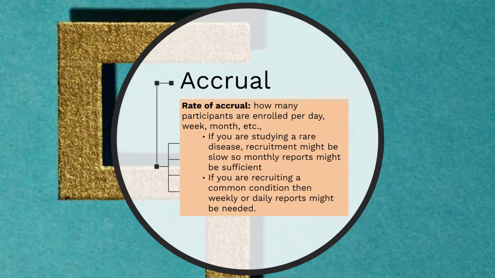Accrual, or rate of accrual, is defined as how many participants are enrolled per day, per week, per month, etc. So this will depend upon the duration of your study and the type of disease or population you're studying. So if you're studying a rare condition, recruitment might be slow, so monthly reports might be sufficient. If you're recruiting a common condition, then weekly or daily reports might be needed.